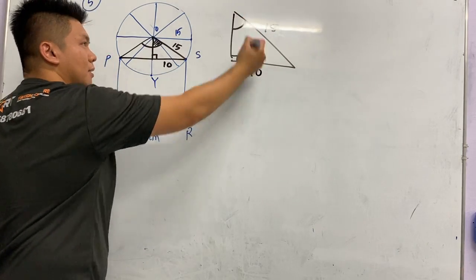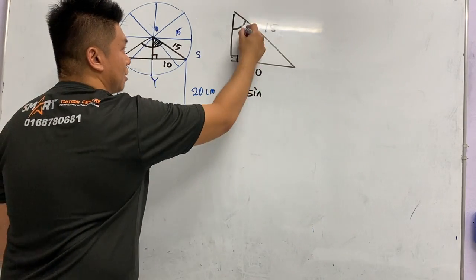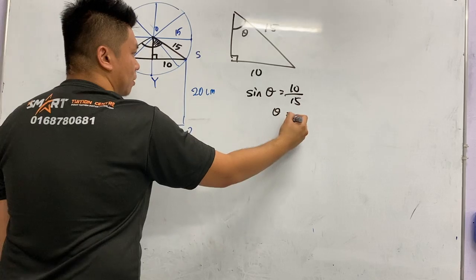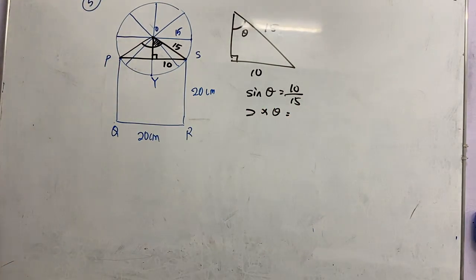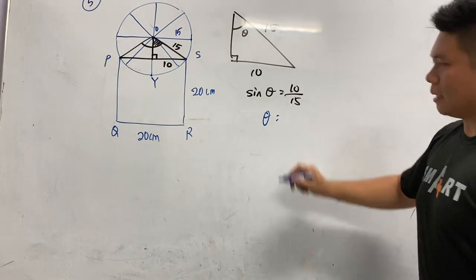Cari angle ni, macam mana? Sin, cos, tangent? Sin, very good. So sin, let's say this is your theta. So sin theta equals to 10 over 15. Cari theta tu, lepas tu apa nak buat? Theta tu darab dengan 2, you multiply by 2, right? Dapatlah jawapan dia. Kita jumpa dia lah. Okay, cuba buat. Okay, apa dapat theta kamu?